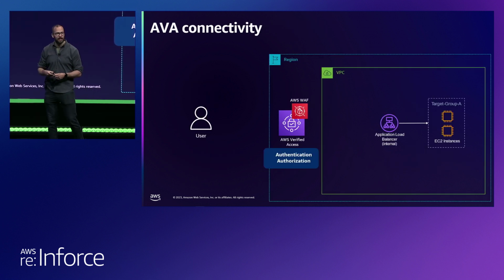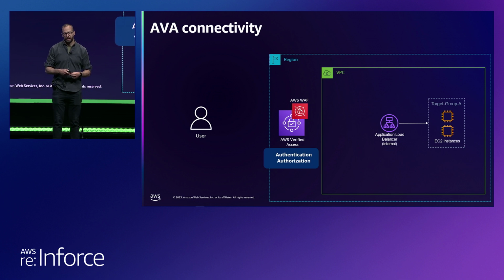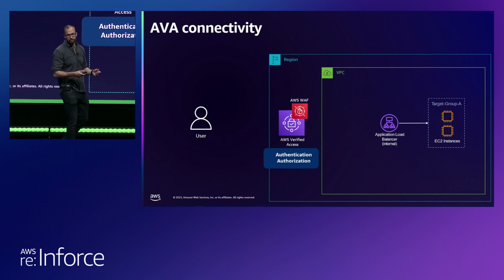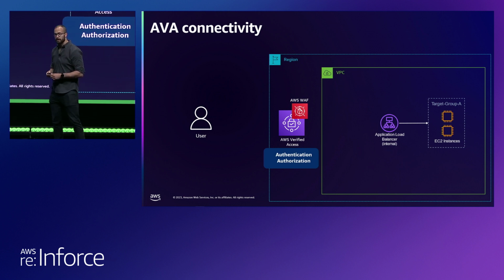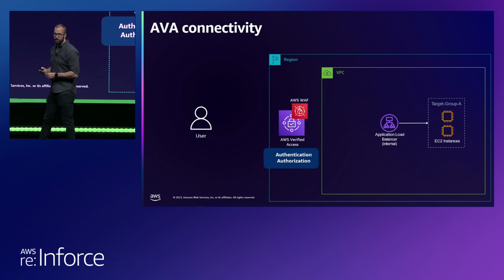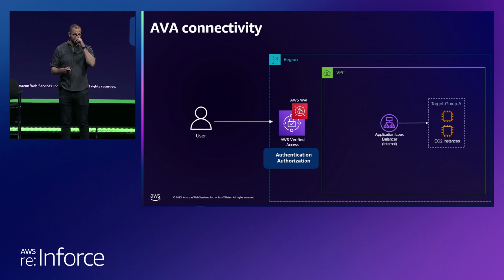Okay, so let's use an example here for AVA as well. We have a VPC. This time we have a private application load balancer with only a single target group. And we've deployed AVA in the region. AVA also integrates with AWS WAF, so we can apply the same security controls we want on our web applications. And AVA does authentication and authorization. So the user connects to AVA.